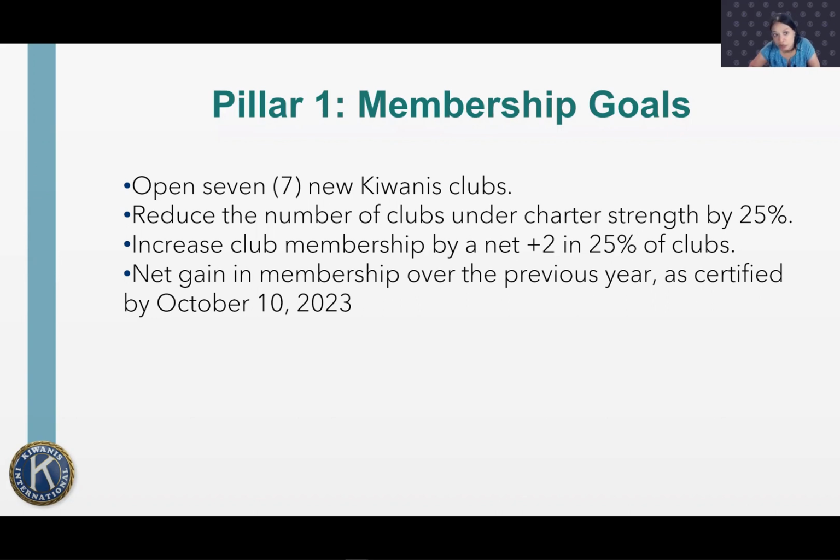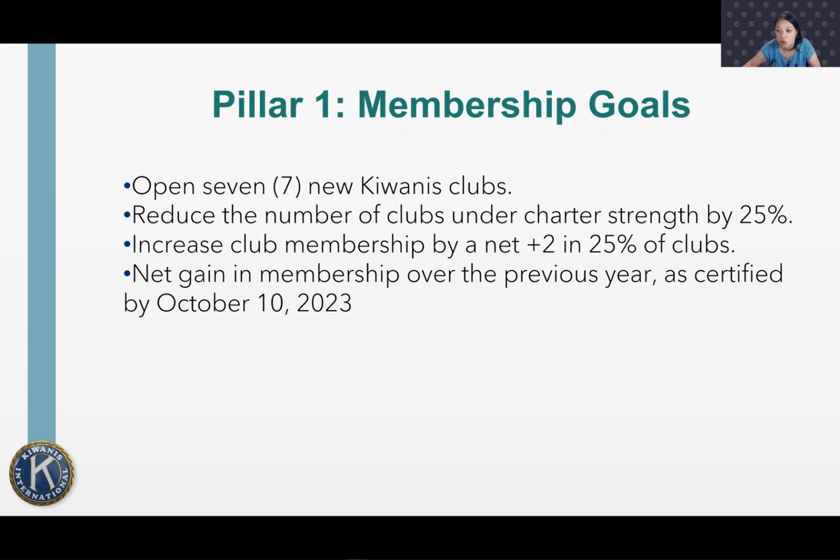We're also going to reduce the number of clubs under charter strength. A charter strength club is 15. So if you're below 15, that's when we say you're below charter strength. You still exist as a club, but we really want to have more hands of service. So we want to increase these numbers by 25%. We're going to increase club membership by a net +2 in 25% of the clubs.